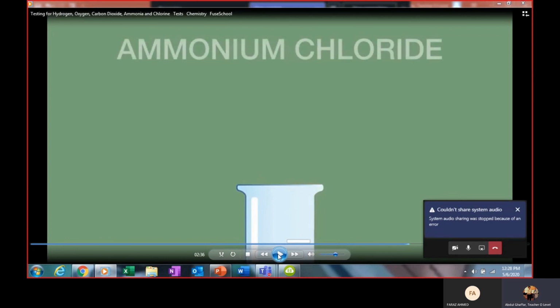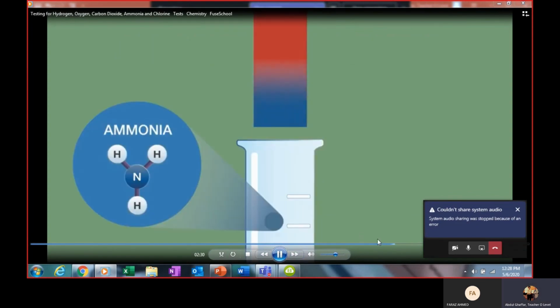What is the identification of ammonia? Look at this one, Faraz. Yes, ammonia turns damp red litmus paper into blue color. Okay. Okay, sir.